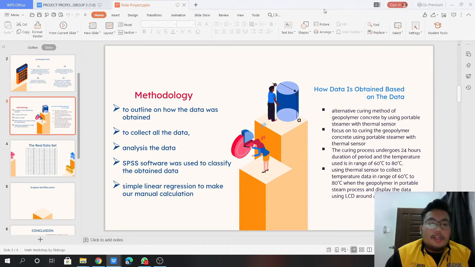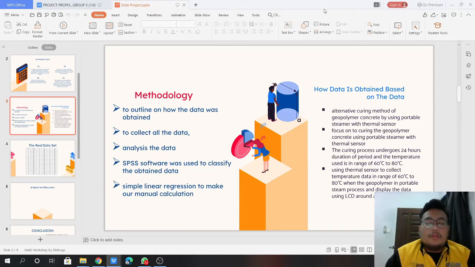Before we use the software, we do the manual calculation by using the simple linear regression method. After we do the manual calculation, we compare our result from the manual calculation with the SPSS software result. So we compare the two of them.